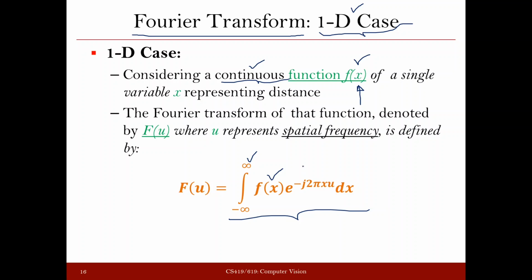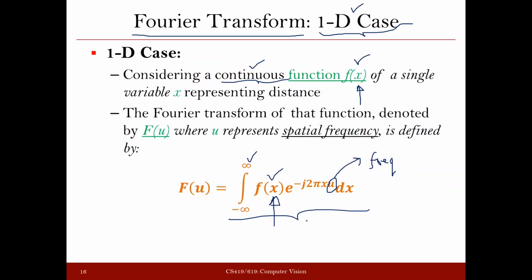In this function, x is the variable from the original domain, the spatial domain, and the other variable here, u, represents frequency. So u tells you about the frequency, and x is the variable from the input domain. Okay, so given f(x), you can use this formula directly to take it to the frequency domain from the original space.